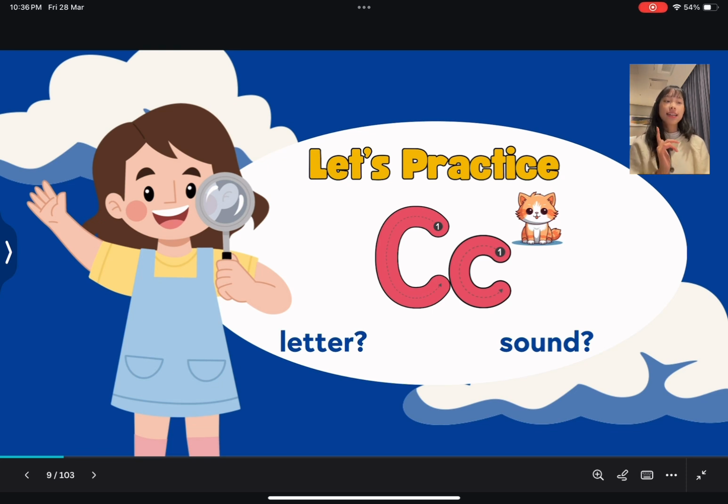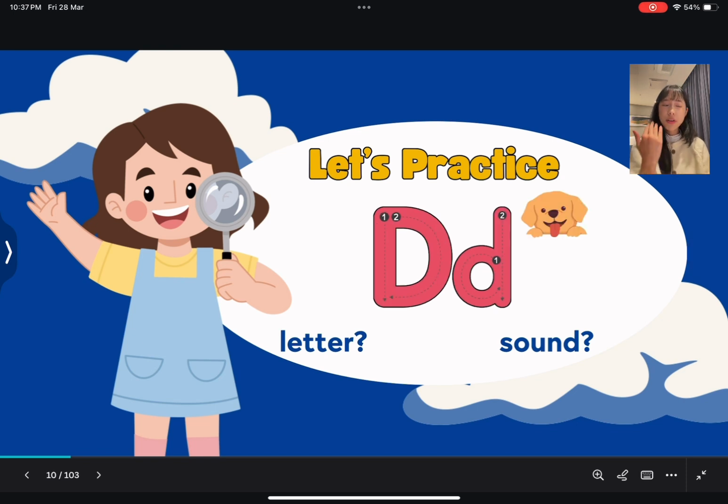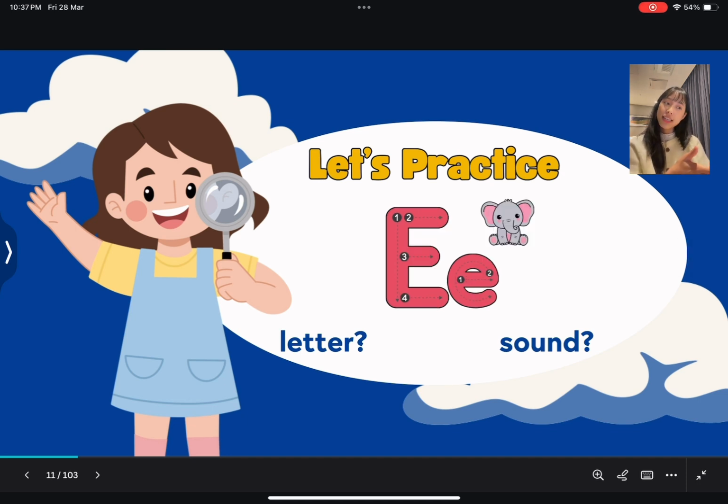C. Sound, cat. If they don't remember, you can always elicit through the song, like "C is for cat," and they'll be like, oh, cat. It makes it super easy for them to remember. And then we keep going. What letter is this? D, the dog, right? What letter is this? E, sound, elephant.